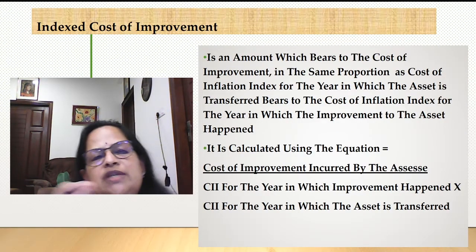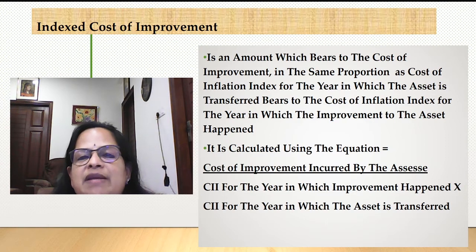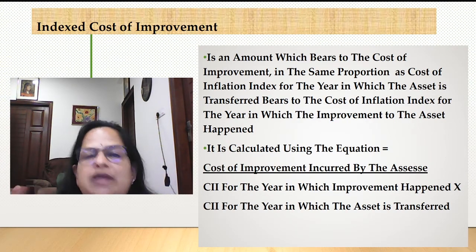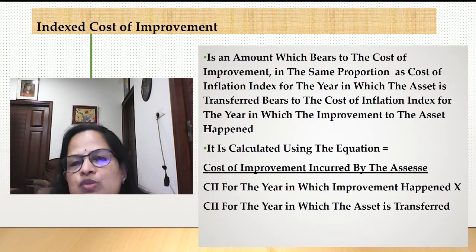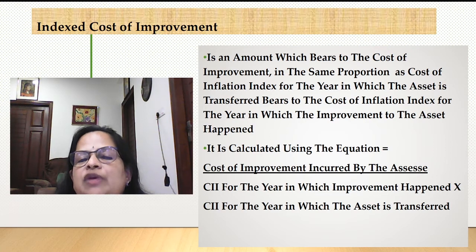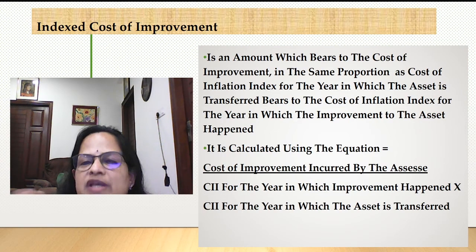Similarly, this index cost of improvement, it's an amount which bears to the cost of improvement. I have explained what is cost of improvement. You purchased a house, after some years you are adding 2 rooms or you are doing some renovation. You are reconstructing the building. So like that, some improvement you are doing. In the same proportion as cost of inflation index for the year in which asset is transferred bears to the cost of inflation index for the year in which improvement of the asset happened.